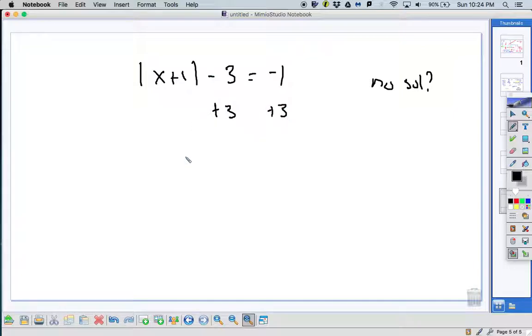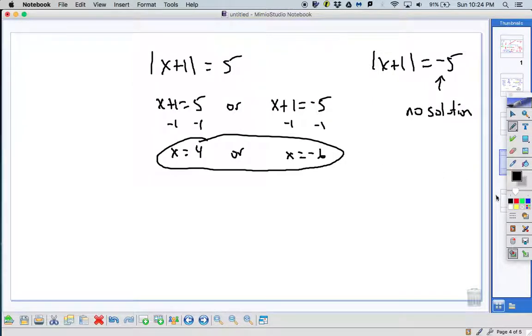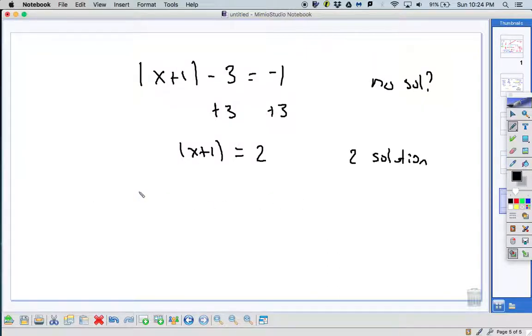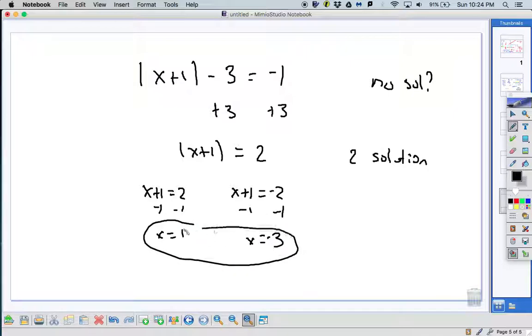And when I add it to both sides, I still get absolute value of x plus 1 on the left-hand side. But on the right-hand side, I now have negative 1 plus 3, which is 2. And was there solutions? This thing's now positive, so there should be two solutions. And we're going to solve it the same way we solved it over here. So we're going to go back and write it two separate times. So we got x plus 1 is equal to 2, and x plus 1 is equal to negative 2. And now we solve them both. We're going to subtract 1 from both sides and get 1. And over here, when we subtract 1 from both sides, we get negative 3. So there are two possibilities.